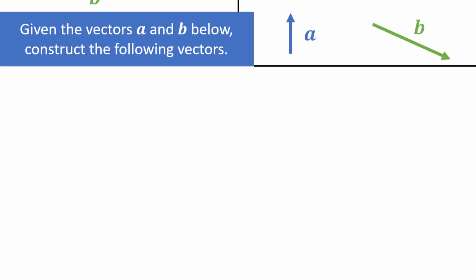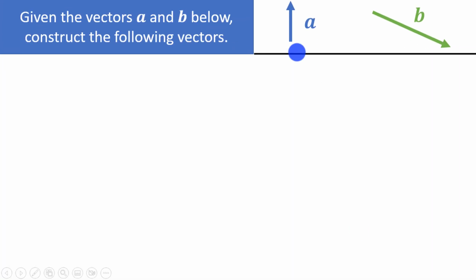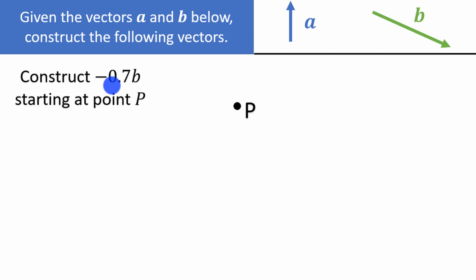Let's practice a few problems. Let's say we are given these two vectors, A that goes straight up and B that goes down and to the right. We are asked to construct negative 0.7B starting at the point P. A negative B vector will go up and to the left instead of down and to the right, as B does. So negative 0.7B would look something like this. The direction is reversed and the magnitude is a little bit smaller. Negative 0.7B does not travel quite as far as positive B.